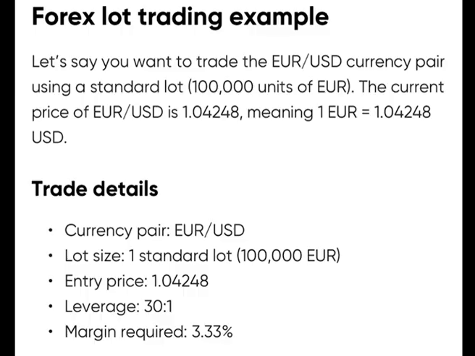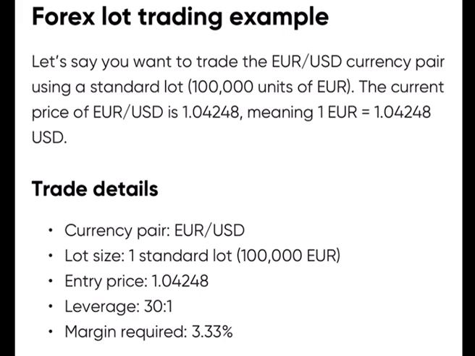So here is another example. Let's say you want to trade EUR USD, and you are using a standard lot size, which is one lot, right? The current price is 1.04248, meaning €1 is equal to $1.04248, right? So these are the details that you can see below.